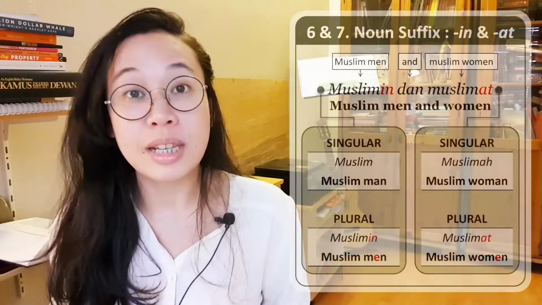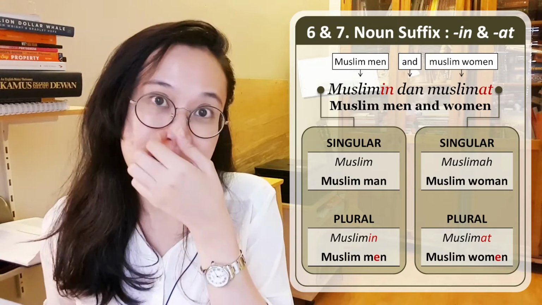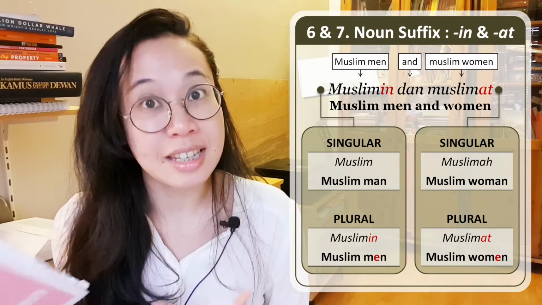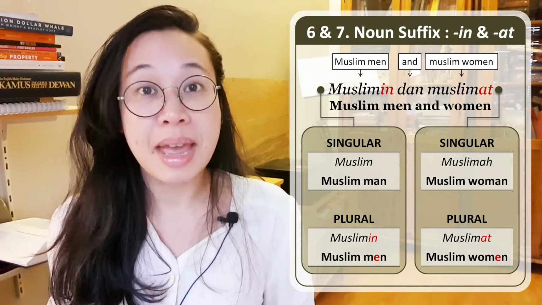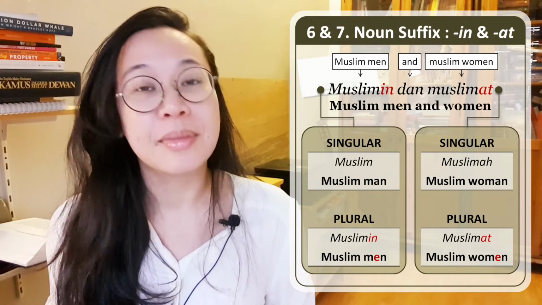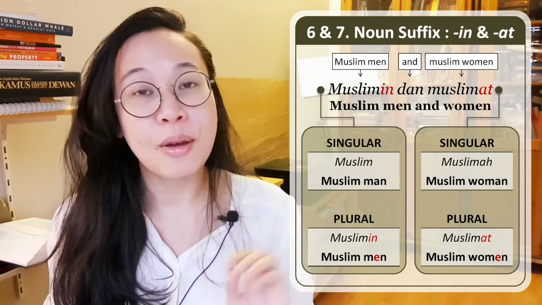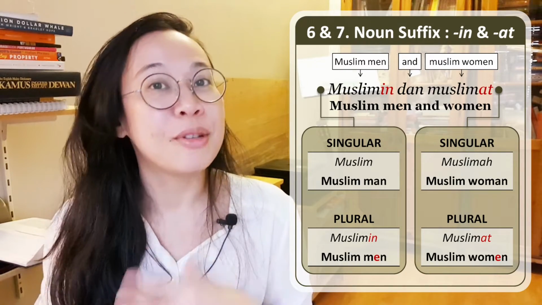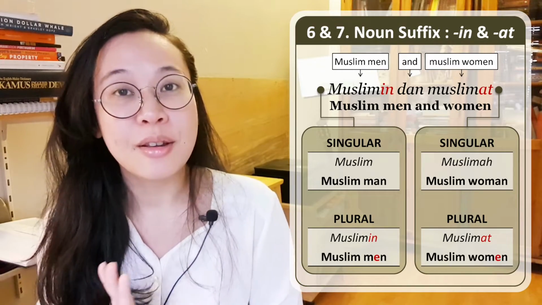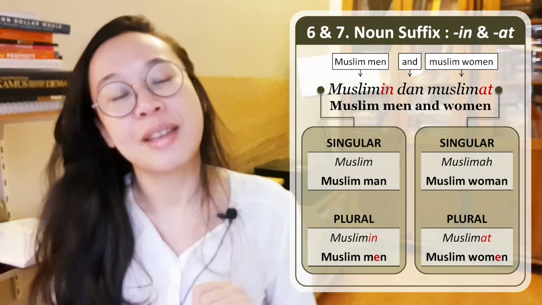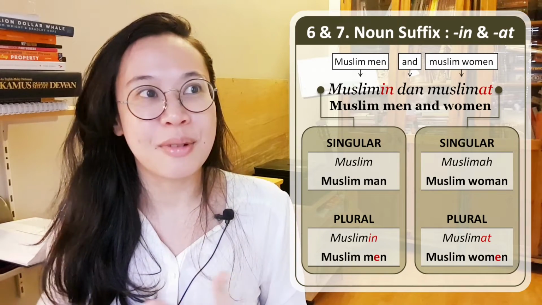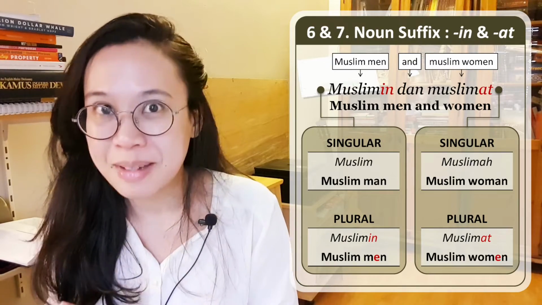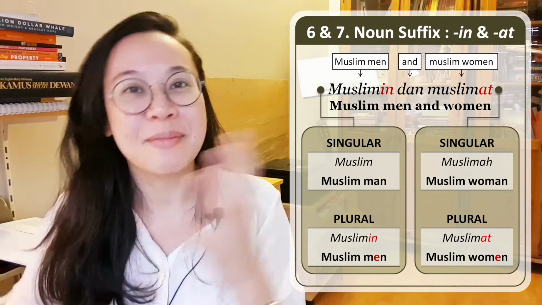You also have muslimin dan muslimat, kind of similar. Muslim means a person who professes faith in Islam. So a Muslim man we call Muslim. Many Muslim men we call Muslimin. One Muslim woman we call Muslimah. Many Muslim women we call Muslimat. So in speeches, if you want to address all the Muslim men and women, we say Muslimin dan Muslimat. It means many Muslim men and many Muslim women.